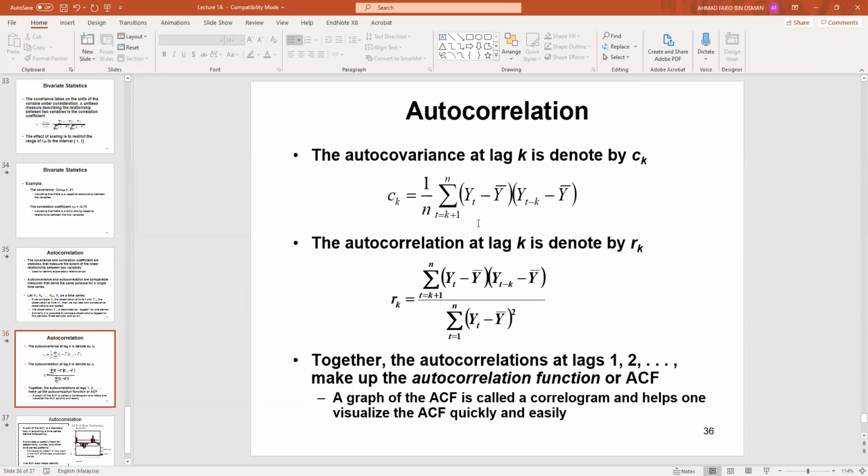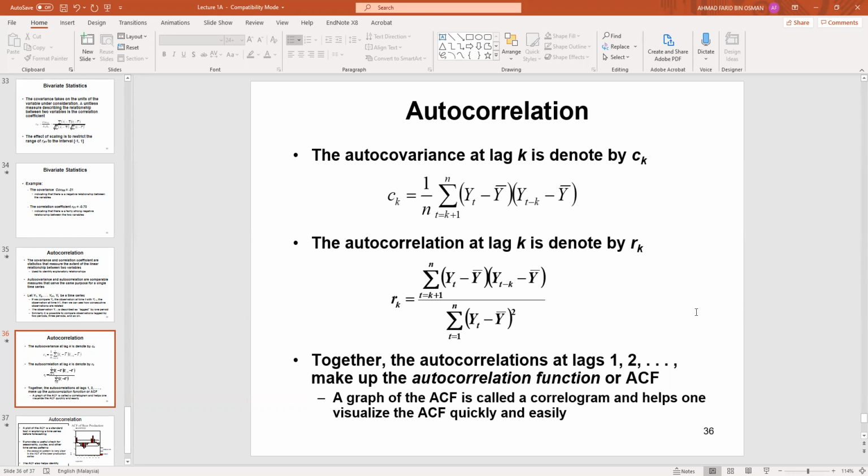Okay, so this is the formula to compute autocovariance at lag k. At lag k, I mean, if Yt and Yt minus 1, it is lag 1. If Yt and Yt minus 2, it is lag 2, and so on. And then autocorrelation at lag k is given by this formula. This one is still the same, Yt minus the average, and then this one depends: if lag 1, t minus 1; if lag 2, t minus 2, and so on.